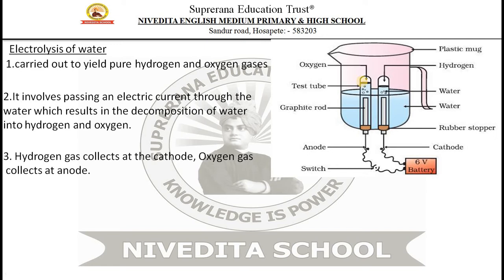So again a question might come up: how can you prove that hydrogen gas is released during electrolysis of water? It's very simple. Take the test tube, remove it from this setup and light a matchstick near the mouth of the test tube. You will get a burning sound or pop sound. That shows that hydrogen gas is present in the test tube, because hydrogen is a combustible gas.